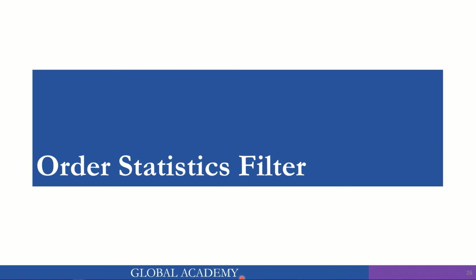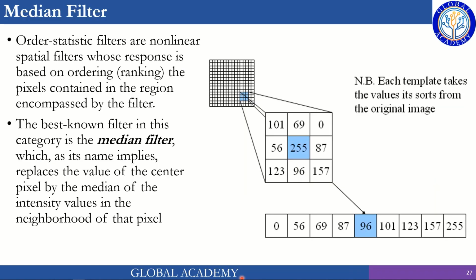Order statistic filters. So we have some image but no kernel with values. This time this 3x3 array is filled with original image values, exactly the values from this image. These 9 values are then sorted in ascending or descending order. Replace the value of the center pixel, like this value, the center value of this template, by the median of the intensity values, like the center value in the sorted array.